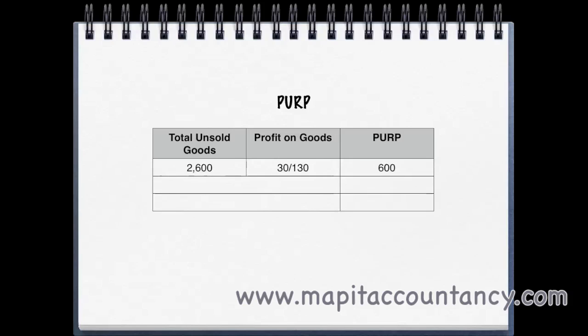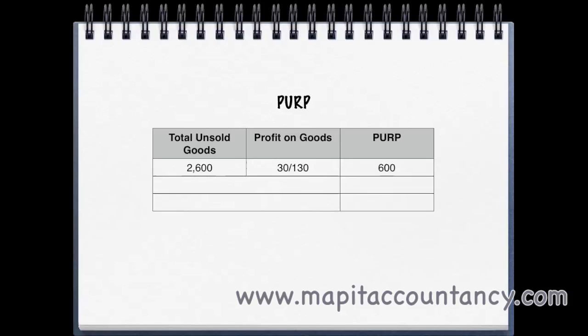So remember, the PERP is the unrealised profit on any goods that we have in inventory that have been sold between the parent and the subsidiary, or the subsidiary and the parent. In this case, the sales were from P to S, so from the parent to the subsidiary. The total of unsold goods in inventory is 2.6 million. The profit was a markup, and remember, our markup is dealt with as the markup percentage over the markup percentage plus 100. So that's 30 over 130. And that gives us a provision for unrealised profit of 600.